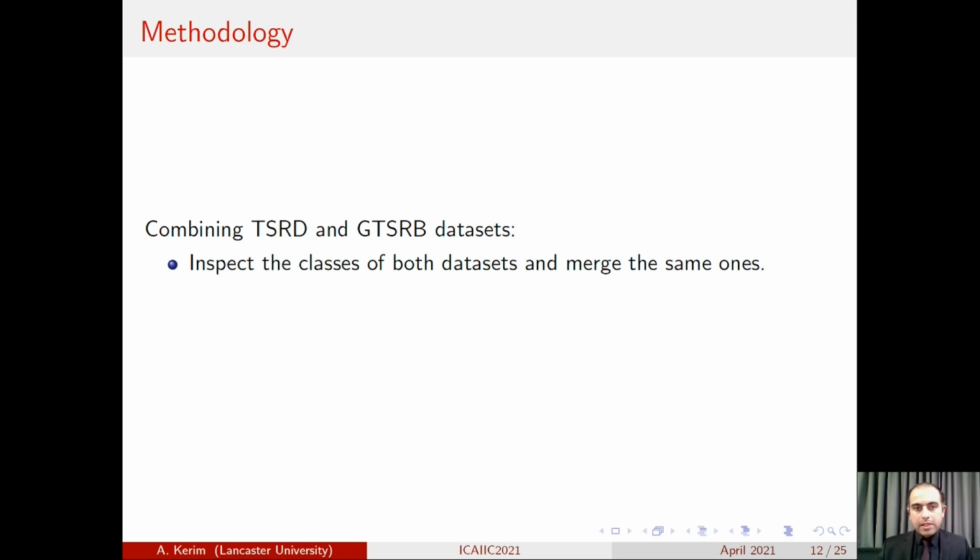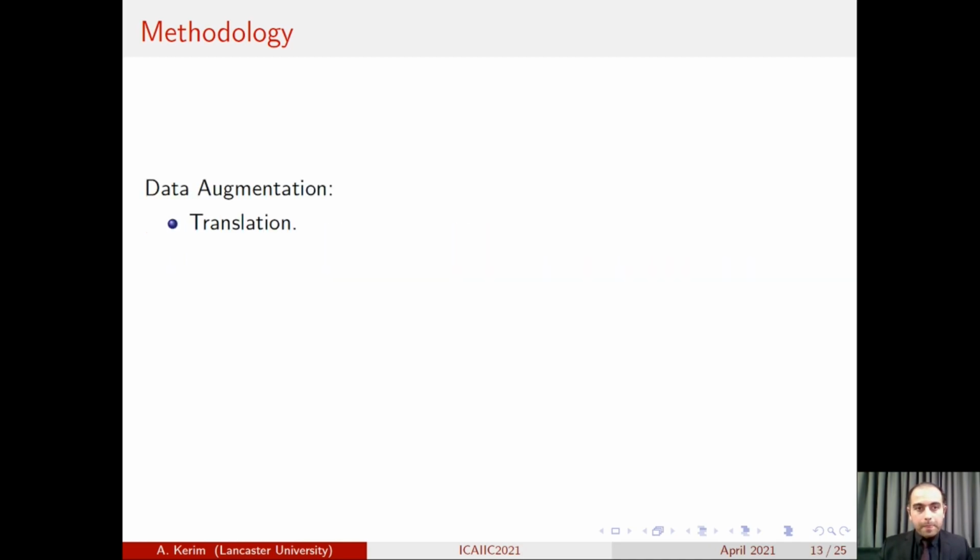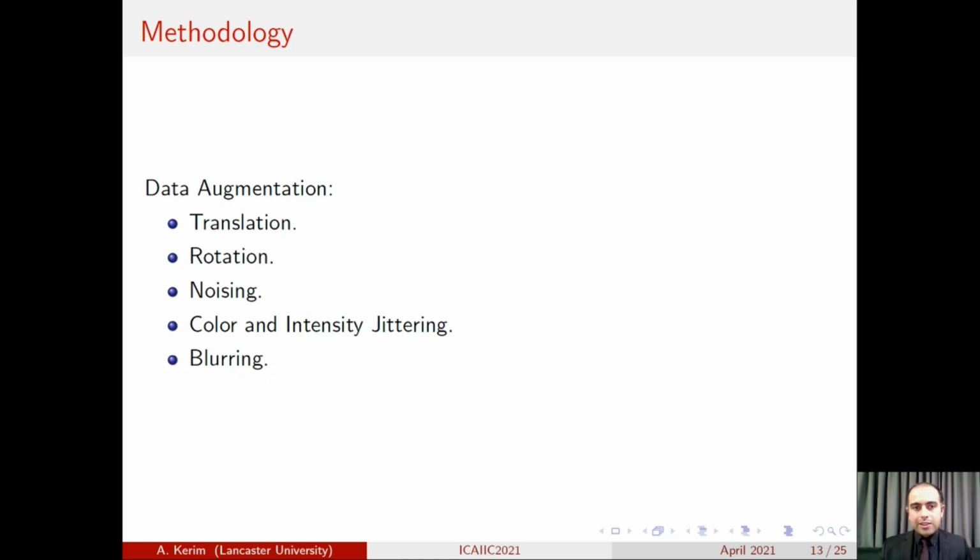Combining the two datasets, first of all, we inspect the classes of both datasets and merge the same ones. Following this, we split the datasets into training, validation, and testing sets. We follow the rule of thumb: we take 80% for training, 10% for validation, and 10% for testing. We note here that we don't have any overlapping samples among the sets. After that, for data augmentation, we use translation, rotation, noising, color and intensity jittering, and blurring.